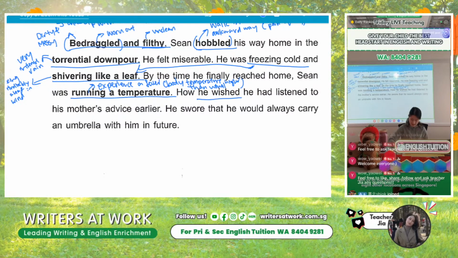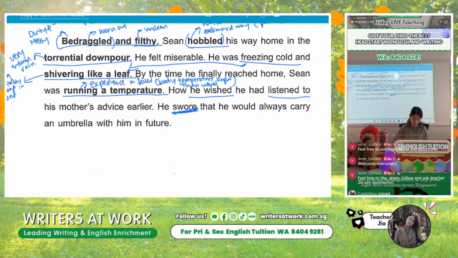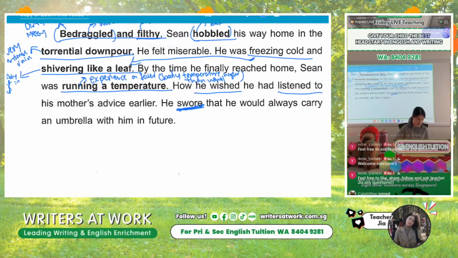How he wished he had listened to. The fact that he wishes that he had listened to his mother's advice, and he swears that he would always carry an umbrella with him in the future. That is a lesson learned. He learned that he cannot just walk around in the rain without an umbrella. He's going to get hurt, he's going to get sick, he's going to be uncomfortable. He will never do that again in the future. That is a lesson learned, okay? So when you say someone swore, it kind of adds on to the fact that they learned a very heavy lesson that they feel so intensely that I'm never going to do this again. Swearing is quite a heavy thing, that you are promising yourself that you will listen to your mother's advice. He wished he had listened, okay?